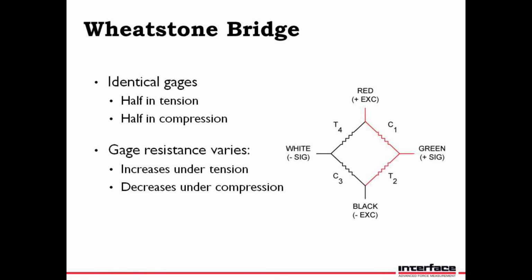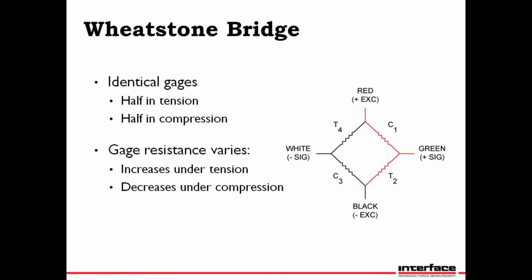Now let's go into a little bit more detail of what the Wheatstone Bridge is. In a typical arrangement of the bridge, you will find 4 gauges, and in order for us to change the characteristics of the electrical signal coming out of the sensor, 2 of those gauges need to be in tension, and the other 2 need to be in compression.